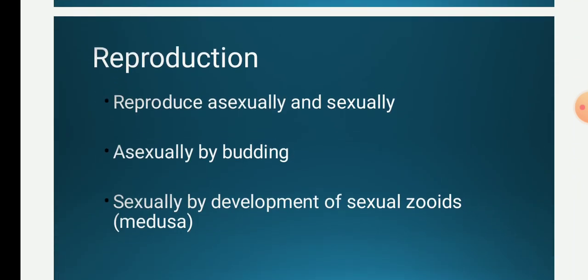Next topic is reproduction. Obelia colony reproduces asexually plus sexually also. New branches arise from the horizontal branches by budding, and the colony increases in size. That is asexual. And also the blastostyle develops a sexual zooid called a medusa by budding. So Obelia colony reproduces both asexually and sexually. Asexually by budding and sexually by the formation of the medusa, the sexual zooid, by the process of budding.